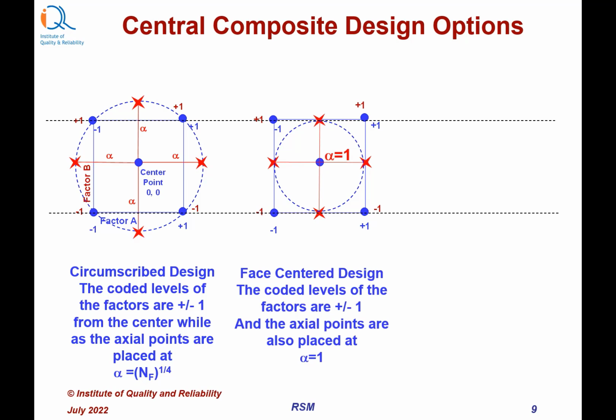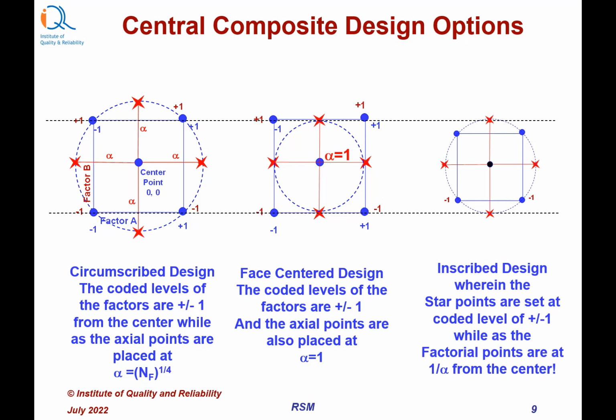Second option is face-centered design. The coded levels of the factors in this design are placed at plus or minus 1 unit as usual, and the actual points are also placed at alpha equal to 1.